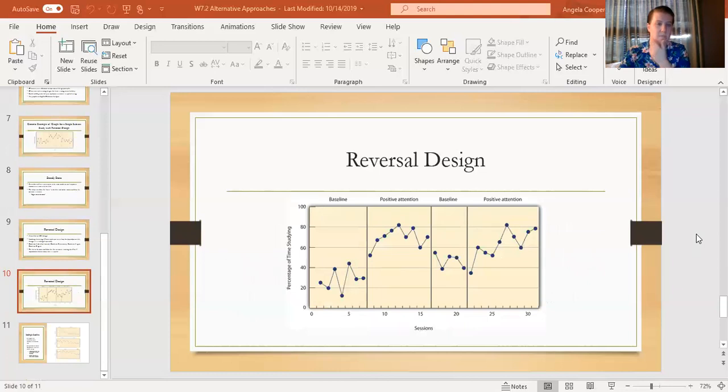So here's a reversal design with a little more examples. Here's that baseline of the percentage of time studying. And then we provide the participants with positive attention. Oh, you're doing a great job studying, or some positive affirmation, what have you. And then we take it away and see the average percentage of time they spend studying. And then we give positive attention again.